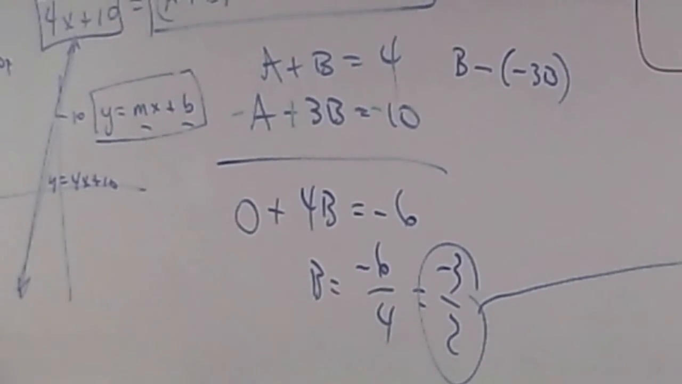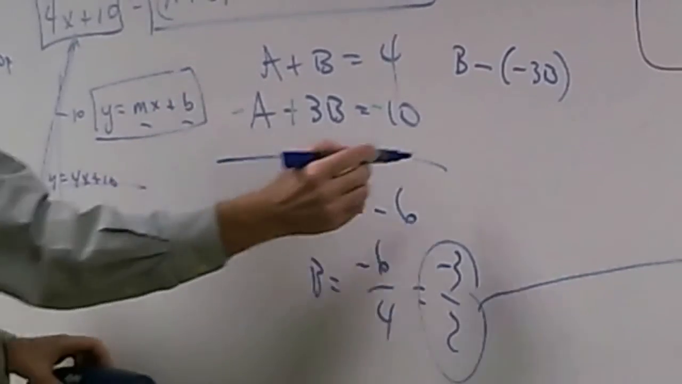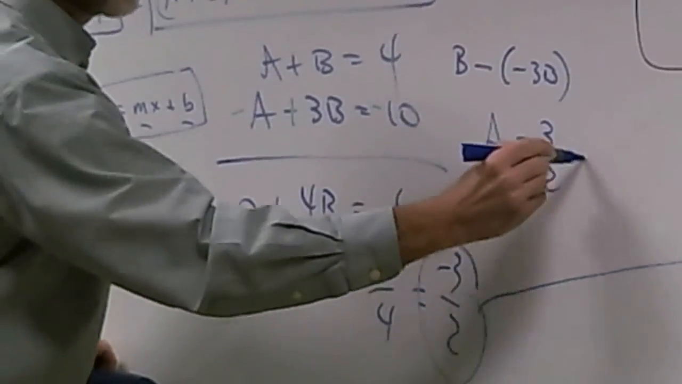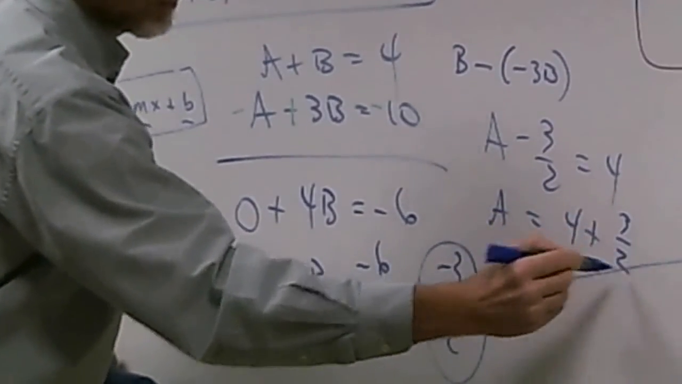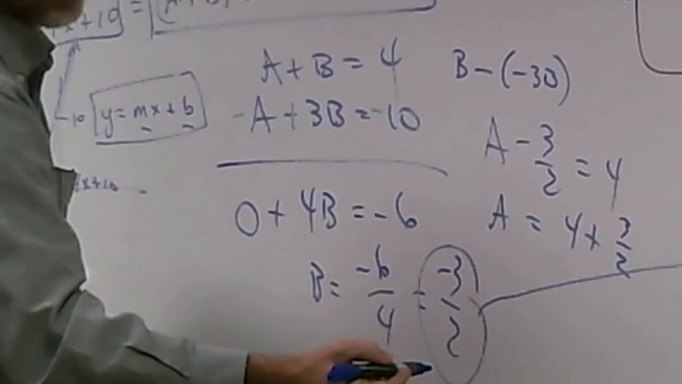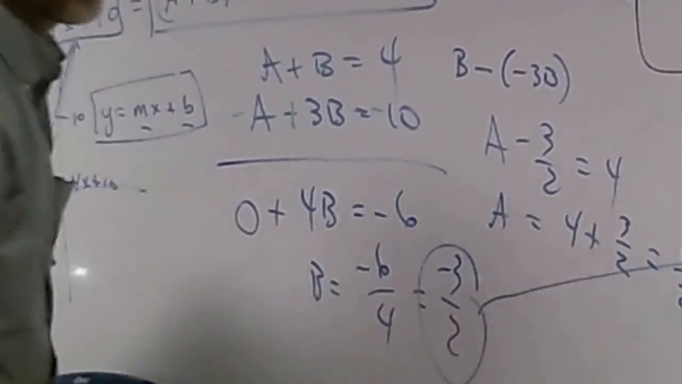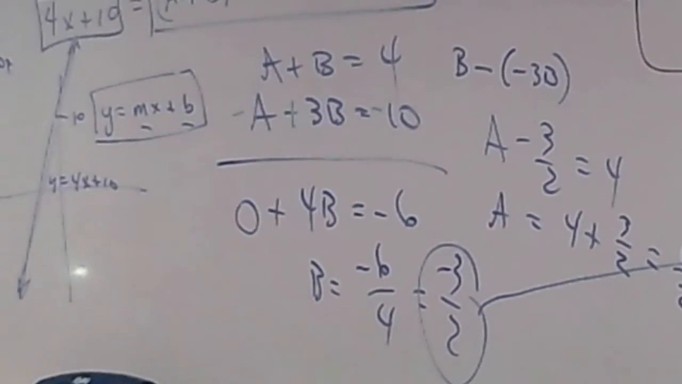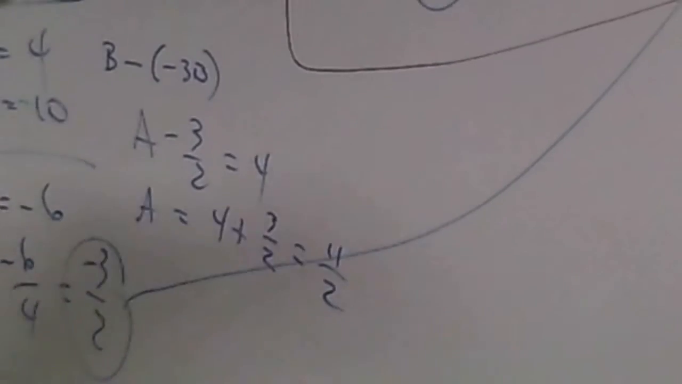Okay, now I've got B, I can get A, just by substituting B back in. So A minus 3 over 2 is 4, so A is 4 plus 3 over 2, which is 5.5, which is 11.5. Sure enough, that's what he got. So Nick did his plugging in correct.